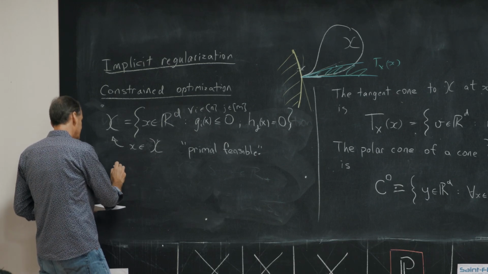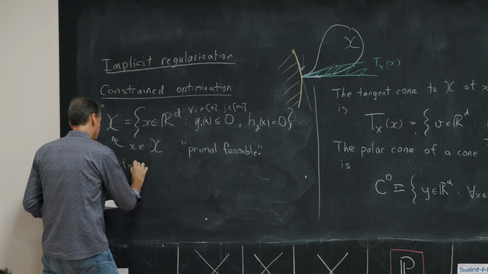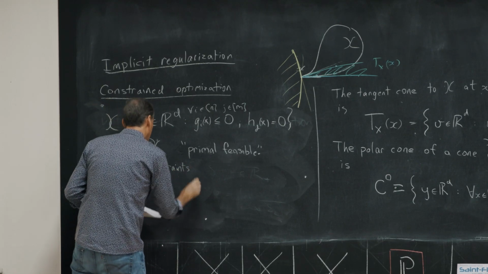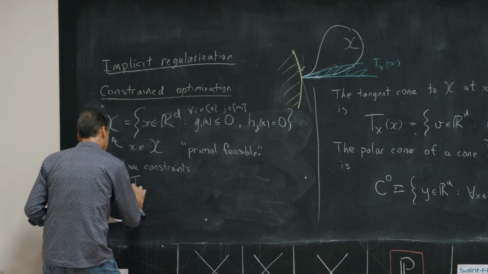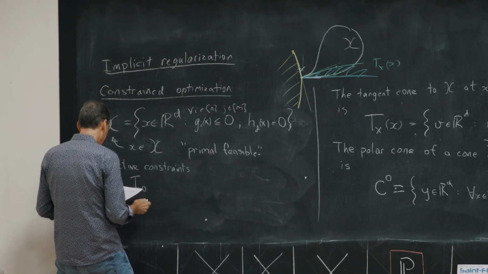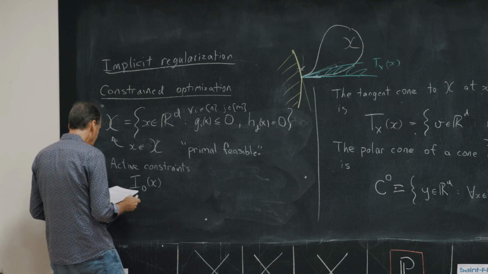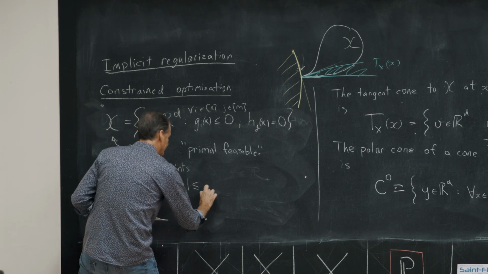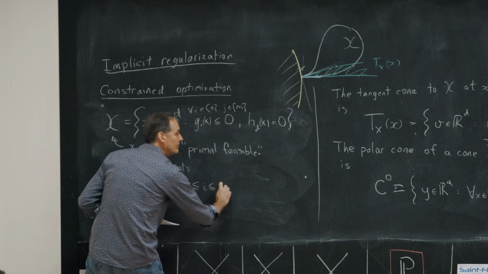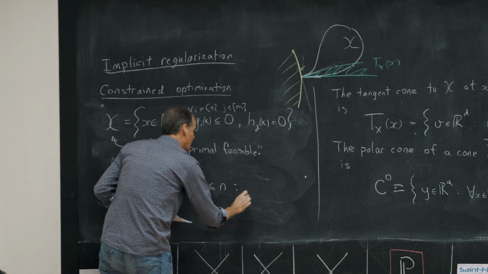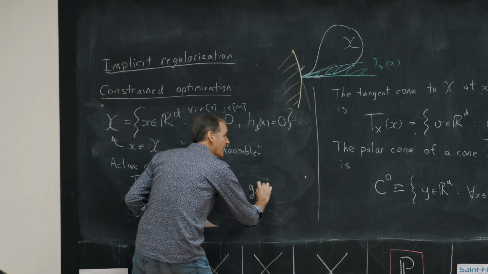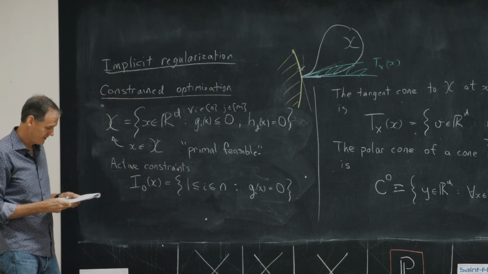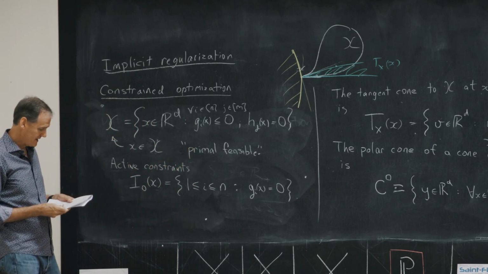The set of active constraints. So the inequalities are the interesting ones. The set of active constraints here is written I_0 for a point x. These are the indices for the inequalities where that constraint is active, which means g_i of x is equal to 0. So we have no slack, no freedom. We're right at the boundary.